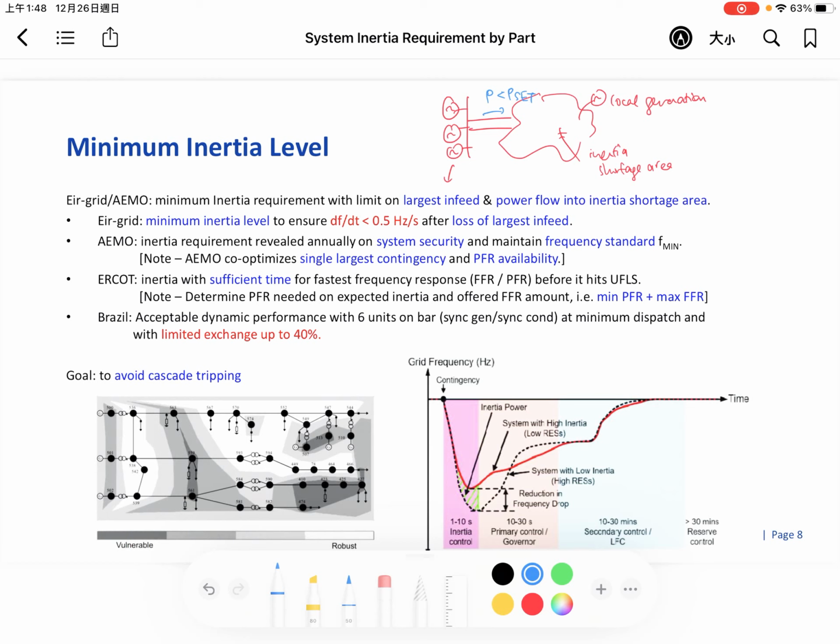which means that we can have several infeeds and also local generations, but we try to limit it such that once there is a single failure, the delta P is also limited, or delta P max.